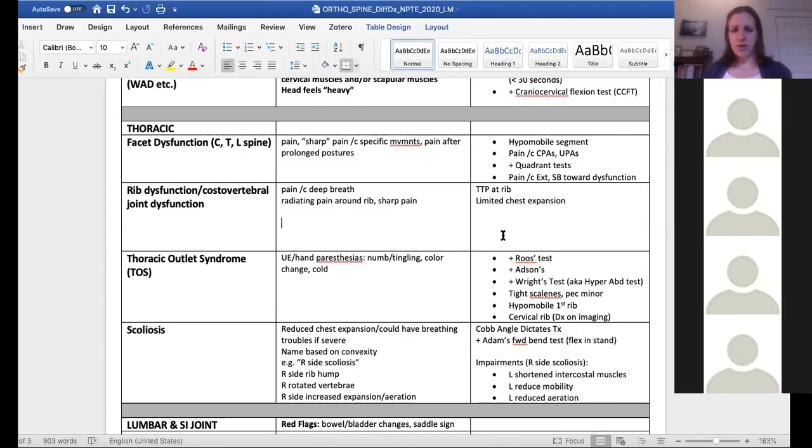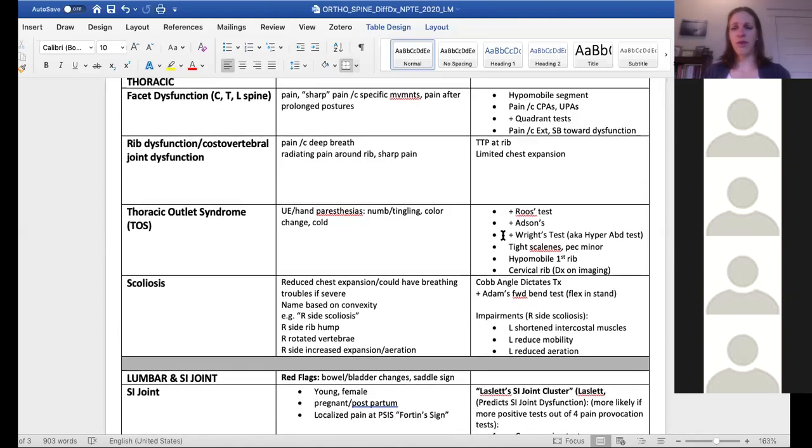Let's see, what else? Objective testing. We talked about tenderness at the rib if it's a rib dysfunction. You could also have breathing dysfunction, so asymmetrical breathing or limited chest expansion. That might be one thing that you would measure.